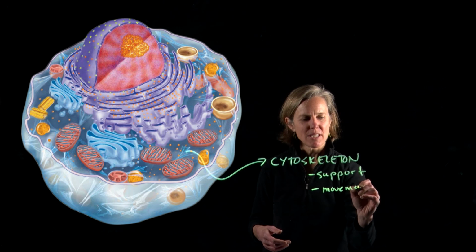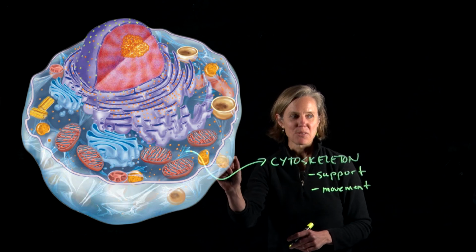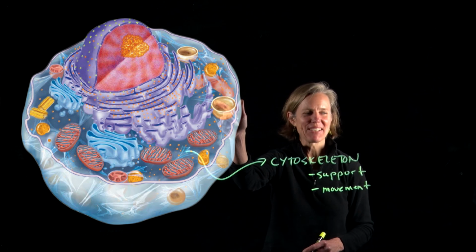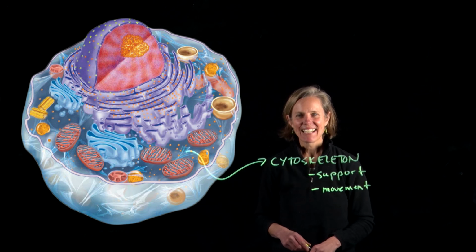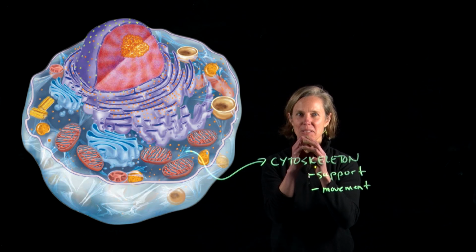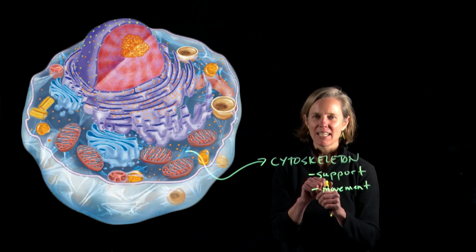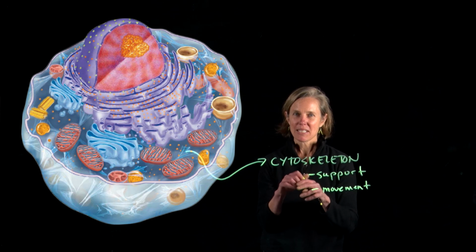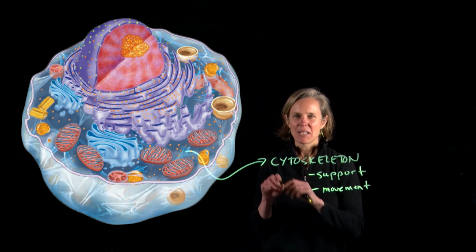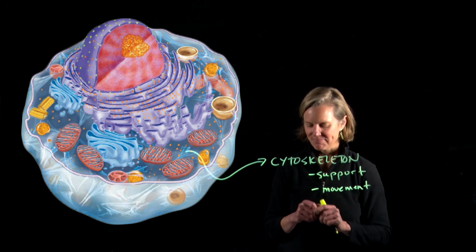So it moves things around in the cell. Sometimes, for example, the cell wants to move the mitochondrion around, maybe not outside the cell, inside the cell. It may want to move an organelle around, or may need to move a vesicle, a membrane enclosed compartment, around in the cell, and it does that using the cytoskeleton. But the cytoskeleton is also important in some cases for the whole cell to move. So for example, your white blood cells moving to a site of infection involves the cytoskeleton.